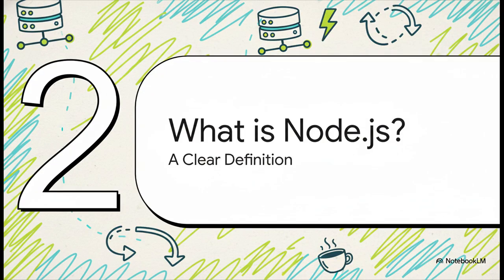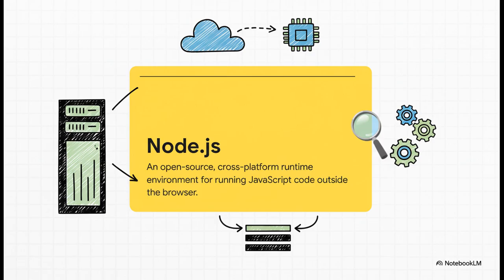Okay, so we keep saying that JavaScript is breaking out. But what is this thing that's actually doing the breaking? Let's get a really clear definition of Node.js. The key phrase to latch onto here is runtime environment. It's just the place where your code runs. The browser is one runtime environment, Node.js is another. It's the software that takes your JavaScript and lets the computer's operating system understand and execute it directly.